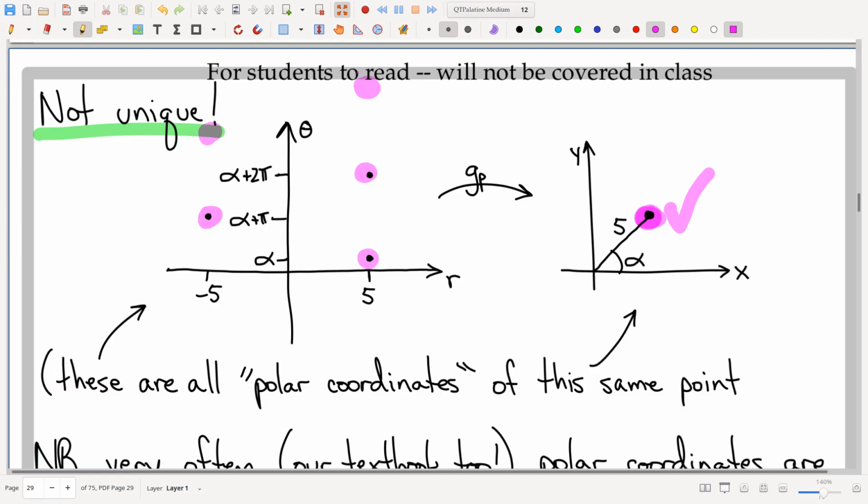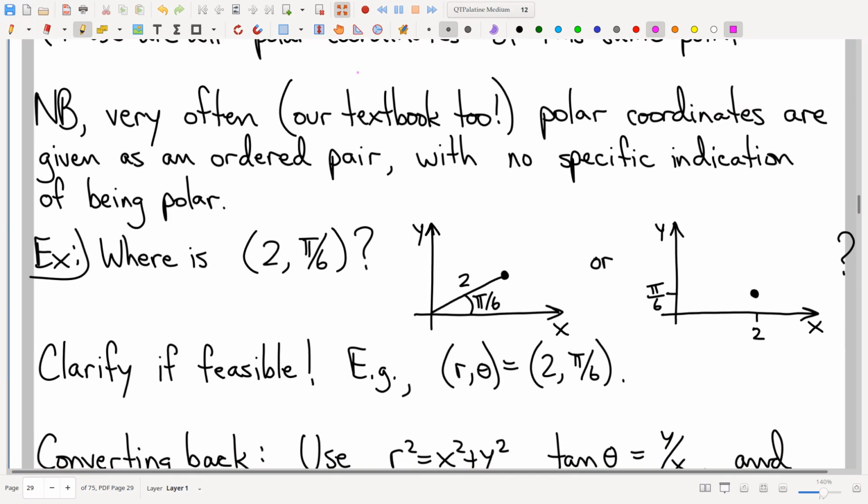Okay, next little quickie. Try to avoid ambiguities. I claim it's not clear what this means: 2 comma pi over 6. What is that? Is that r and theta? Pi over 6 kind of looks like an angle. Kind of feels like maybe that ought to be r and theta. But it doesn't have to be, right? Maybe it's r and theta. It could be x and y, though.